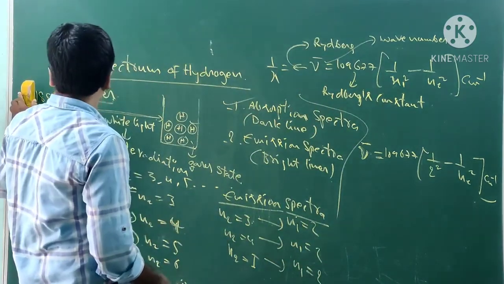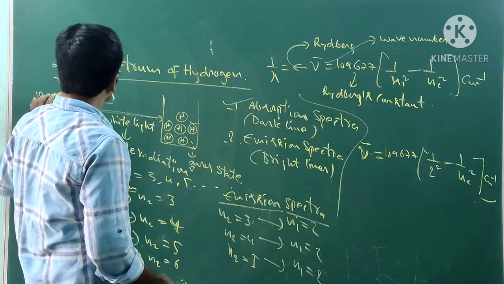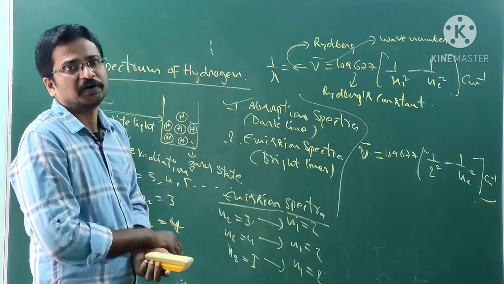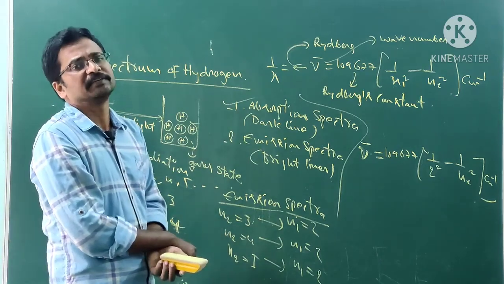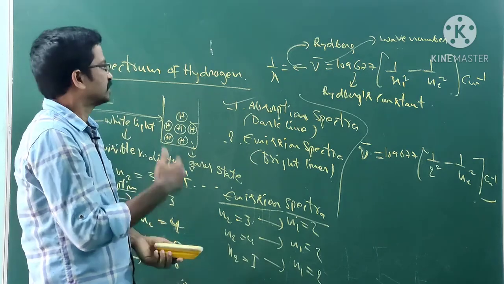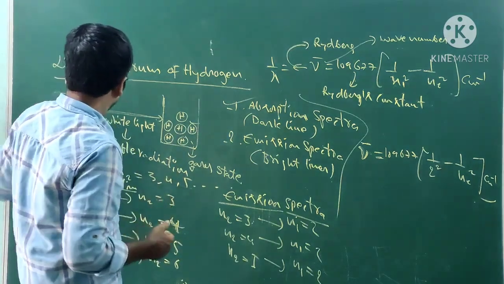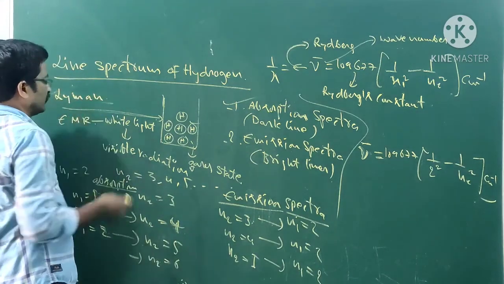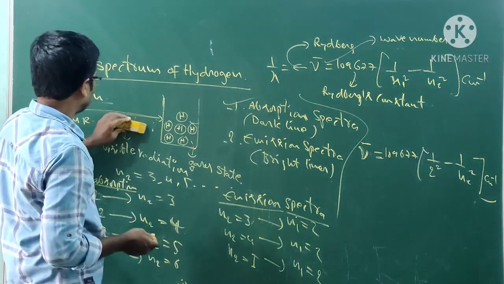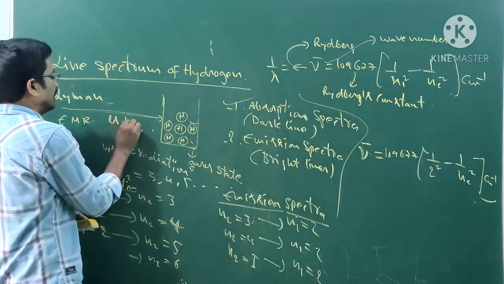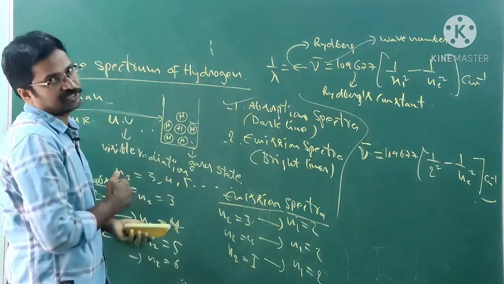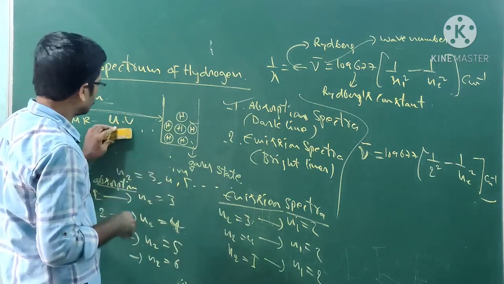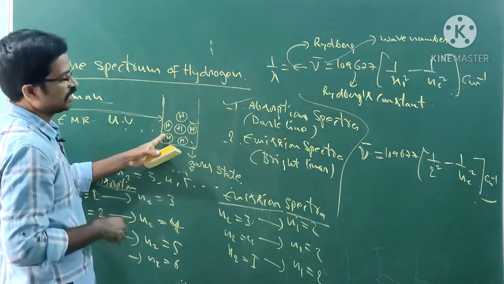Next, line spectra. After some time, another scientist came into the picture, that one is Lyman. Lyman used UV radiation as the electromagnetic radiation. UV radiation has much greater energy compared to Balmer's. So he used UV light on the same hydrogen sample.